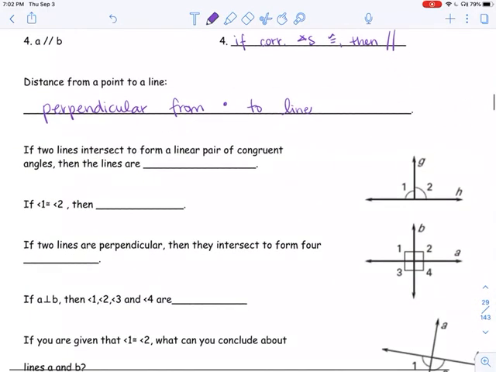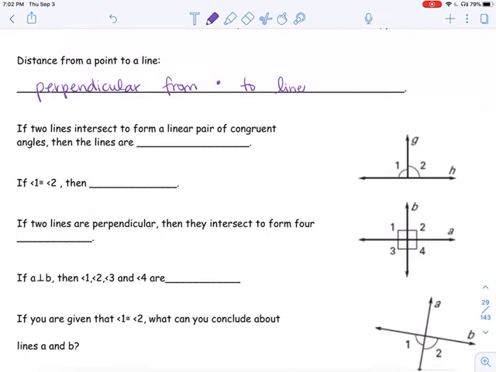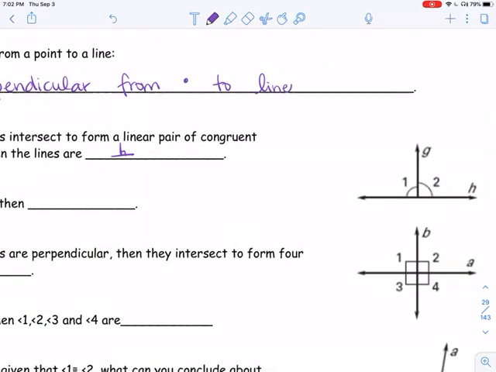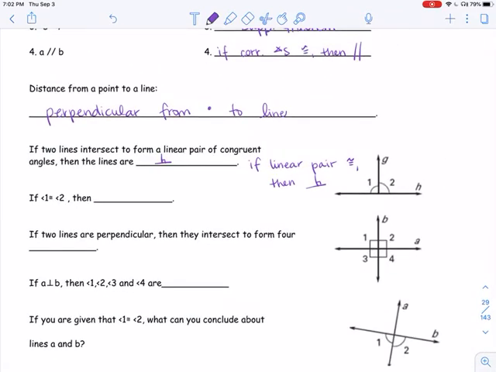We're just going to run through a few little theorems here. If two lines intersect to form a linear pair of congruent angles, then the lines are perpendicular. You might actually use that in a couple of proofs. So you could just put, if linear pair congruent, then lines perpendicular, something like that. If angle 1 is congruent to angle 2, then G is perpendicular to H.